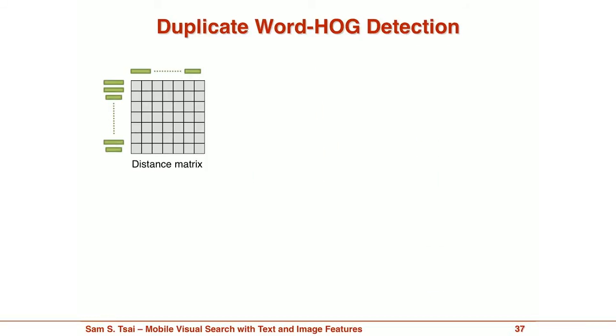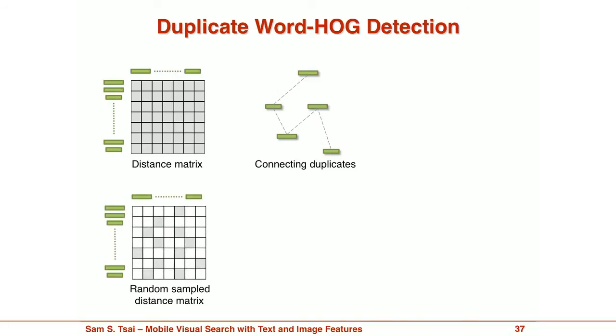But how do we find similar word patches? The most straightforward approach is to calculate the pairwise distance matrix. One thing to note is that we don't need to calculate the pairwise distance for every pair. For 5 duplicate WordHOGs, the least amount of pairwise comparisons we need to make is just 4. This leads us towards a random sampling approach. But the question is how much to sample the matrix?